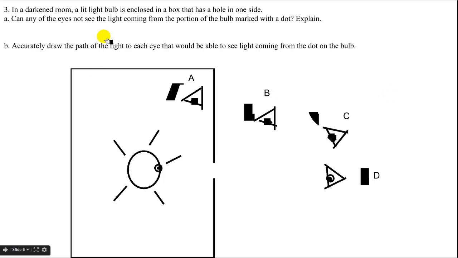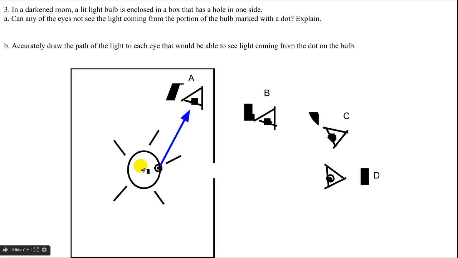In a darkened room, a lit light bulb is enclosed in a box that has a hole in one side. Can any of the eyes not see the light coming from the portion of the bulb marked with a dot? Explain. Okay, and then accurately draw the path of the light to each eye that would be able to see light coming from the dot on the bulb.